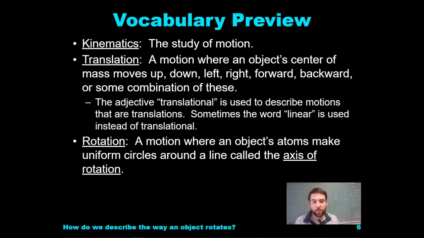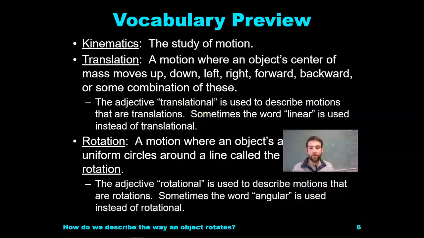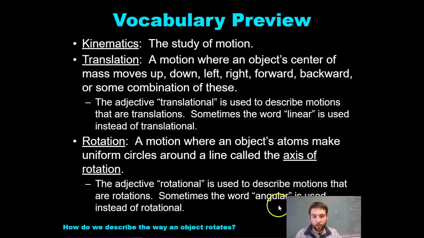Rotation is a motion where an object's atoms make uniform circles around a line called the axis of rotation. The adjective rotational is used to describe motions that are rotations. Sometimes the word angular is used instead of rotational. So angular and rotational mean the same thing. It means we're going in a circle.